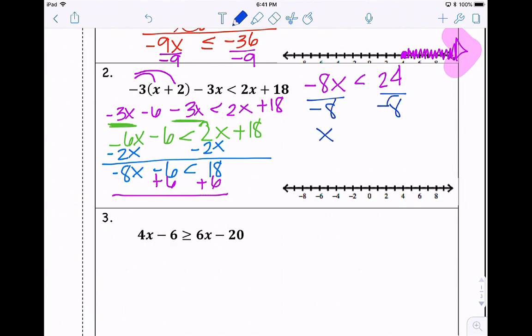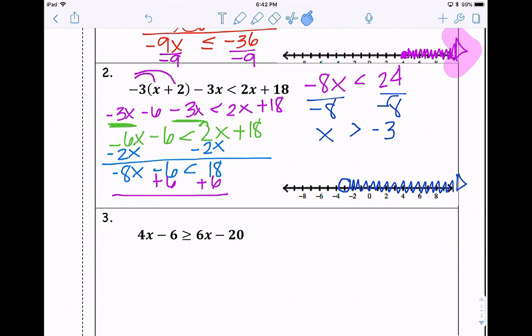So we get x, when we divide by a negative, we flip our sign. It's going to be greater than -3. So it's greater than, so that's going to be an open circle at -3. So let's go right here. And greater than is going to be everything to the right. So that right there is x is greater than -3.